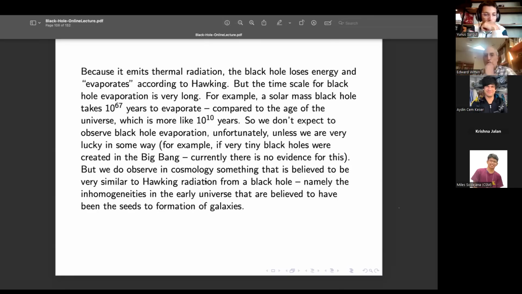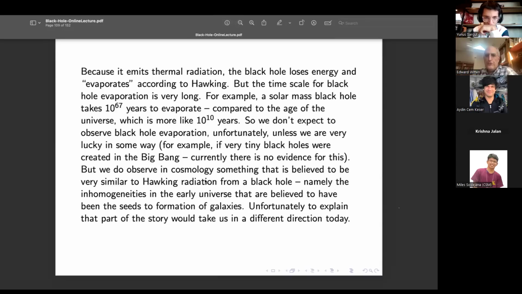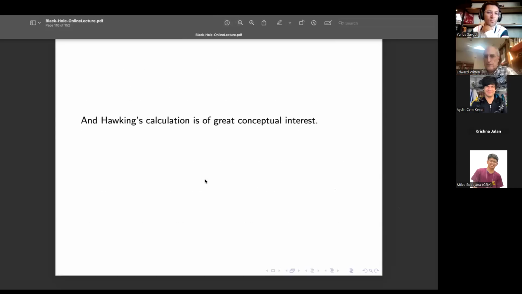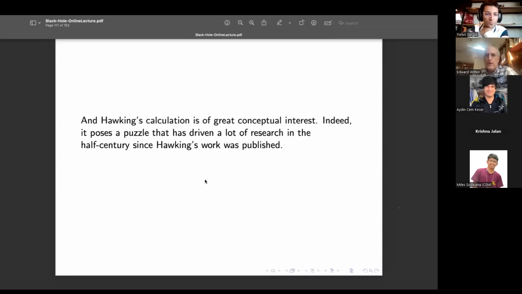But we do observe in cosmology something that's believed to be very similar to Hawking radiation from a black hole, namely inhomogeneities in the early universe that are believed to have been the seeds for the formation of galaxies. Unfortunately, to explain that part of the story would take us in a different direction today. And Hawking's calculation is of great conceptual interest. Indeed, it poses a puzzle that's driven a lot of research in the half-century since Hawking's work was published.